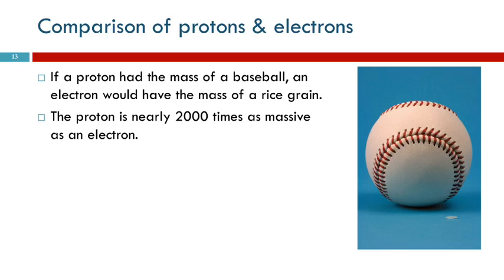Just to give you an idea of the relative size of protons and electrons. If the proton was the size and mass of a baseball, the electron would be roughly the size and mass of a grain of rice. So very small in comparison. The proton is nearly 2,000 times as heavy, as massive, as the electron. So most of the time when we're thinking about it, we can just say the mass of that electron doesn't really matter.